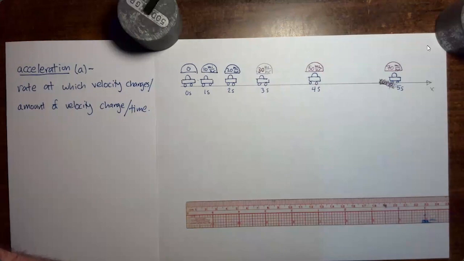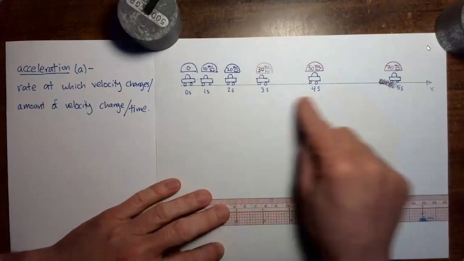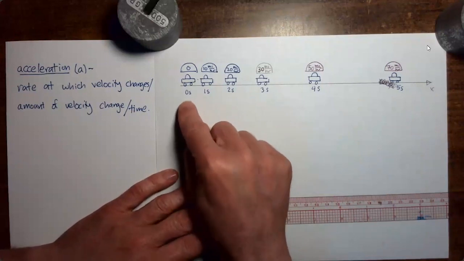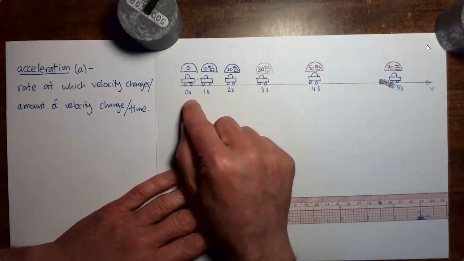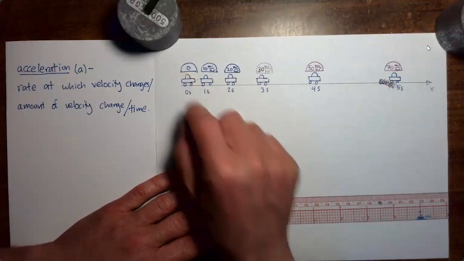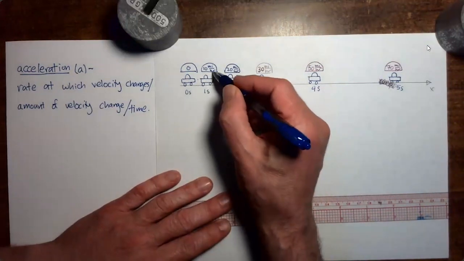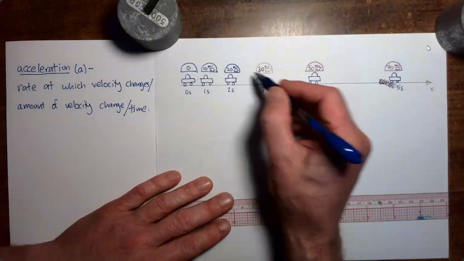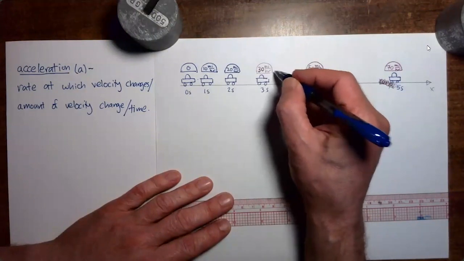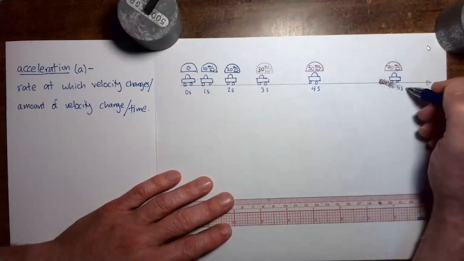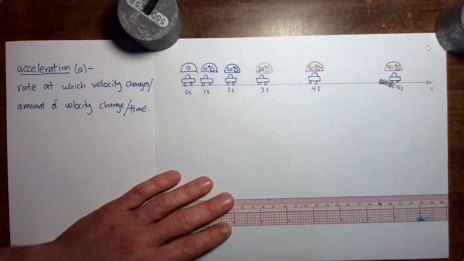Now we're going to do an exercise, which I hope will help you develop your understanding of the acceleration. So I've drawn out a scenario here where the velocity of a car is indicated at 1 second intervals. At time 0 seconds, the velocity is 0 miles per hour. So this is where the car starts to move. At time 1 second, 10 miles per hour. At time 2 seconds, 20 miles per hour. At time 3 seconds, 30 miles per hour. At time 4 seconds, 50 miles per hour. And at time 5 seconds, 70 miles per hour.